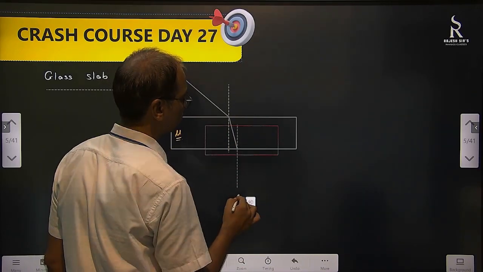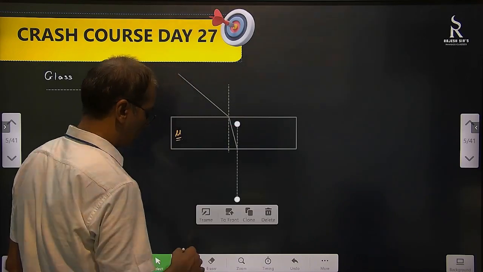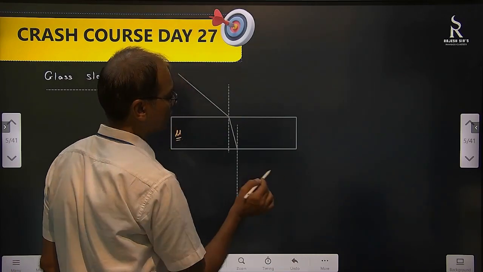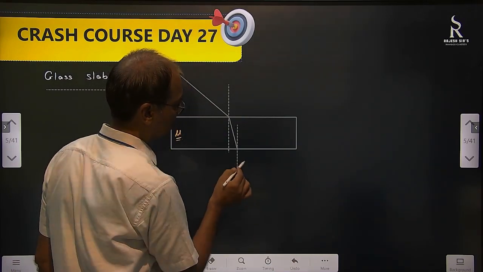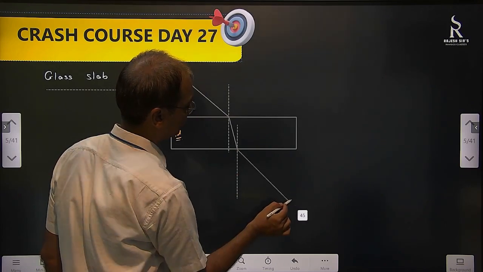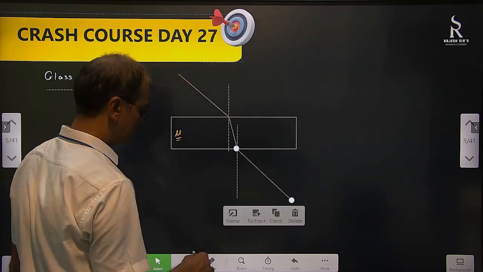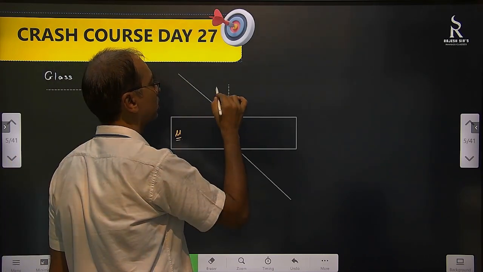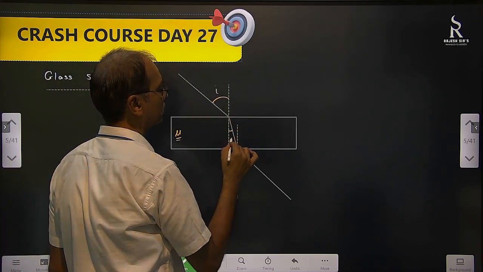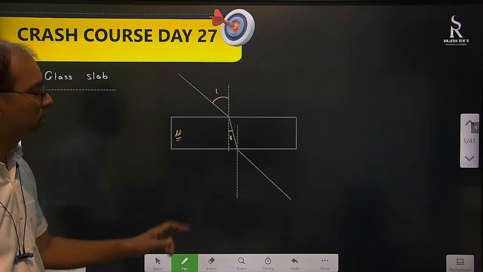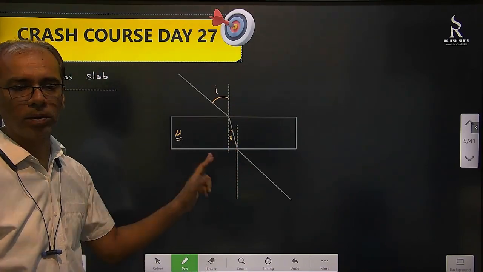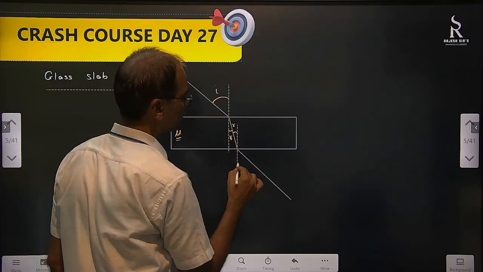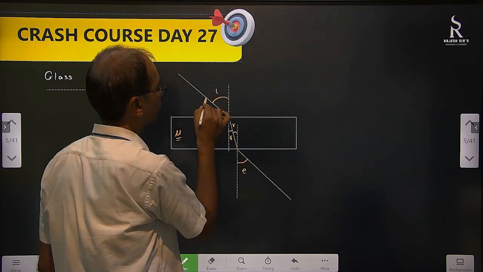So here is the normal again. And now where will the ray go? It will go away from the normal because this is a rarer medium. So it will go like this. So what we are getting from here, if suppose this is the angle of incidence I, then this is the angle of refraction R. And since this is normal and this is also normal, both are parallel, so this angle also will become R. And this is E.